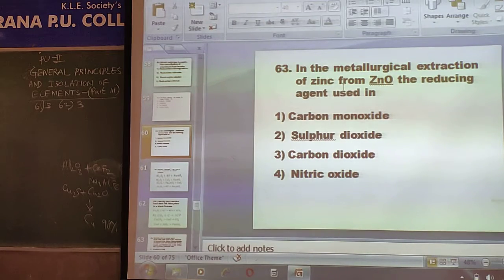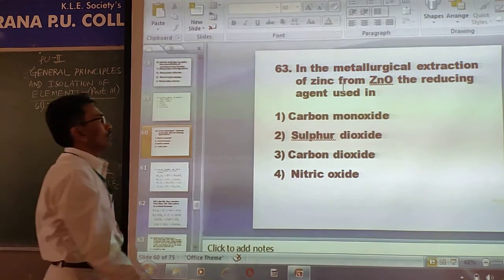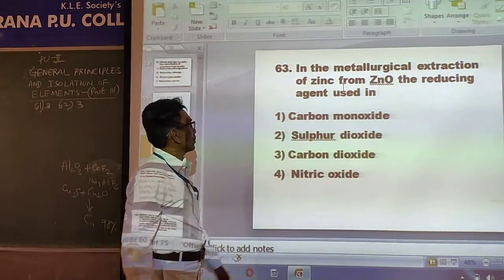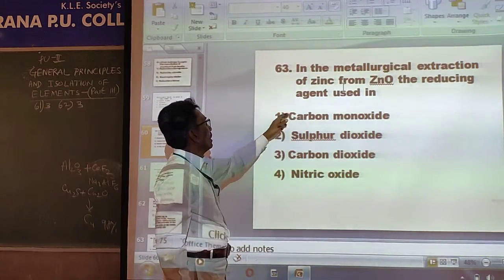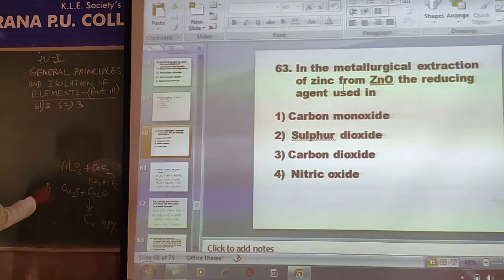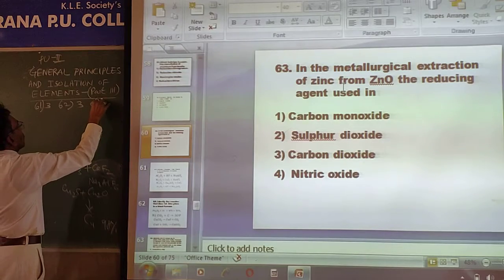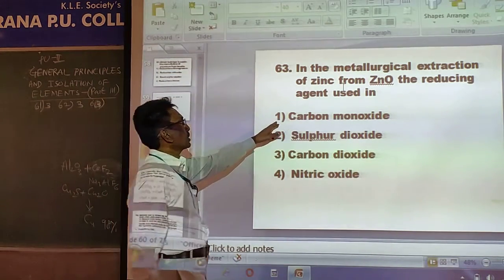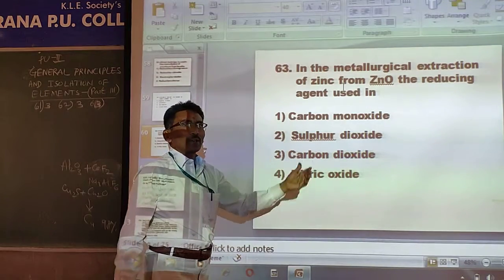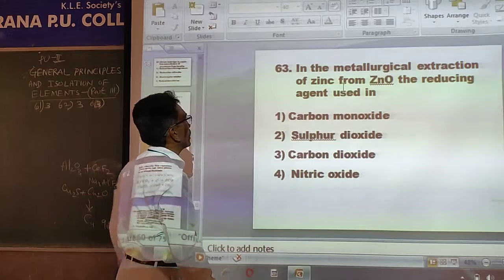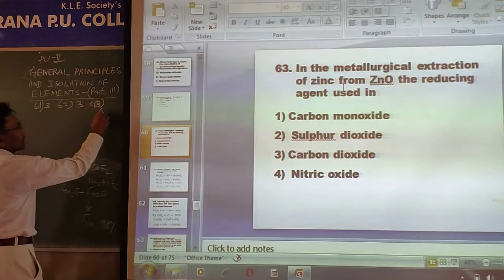In the metallurgical extraction of zinc from ZnO, carbon monoxide is a good reducing agent. You studied in your material above 1100 or 1000 Kelvin temperature. So that is 63. What is your opinion? Carbon monoxide and carbon at different temperatures are both used as reducing agents to reduce zinc oxide into metallic zinc. So answer 1.